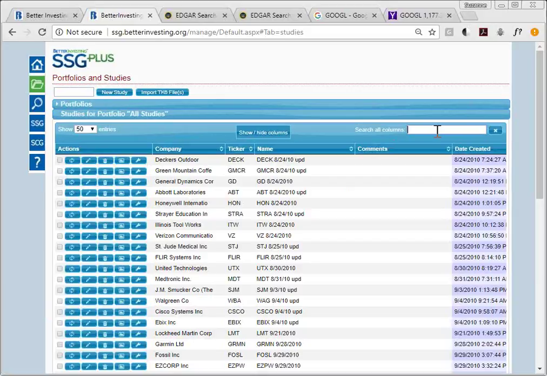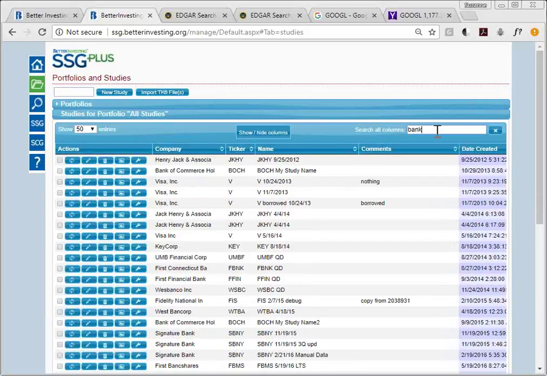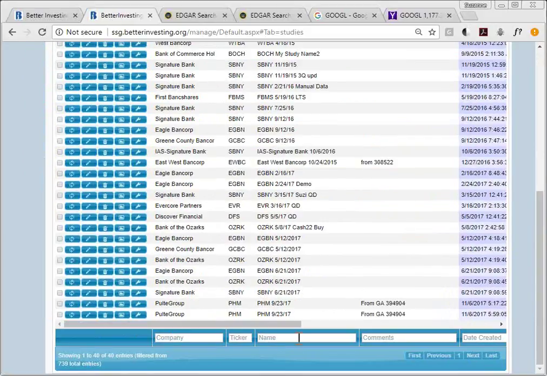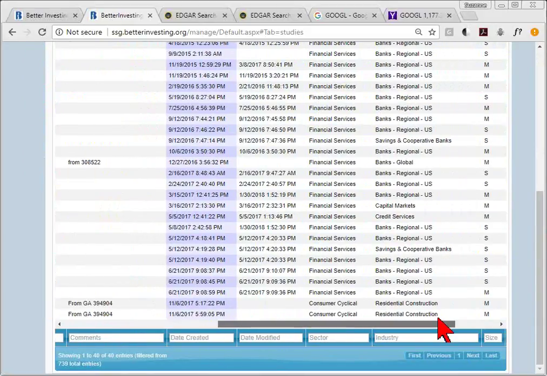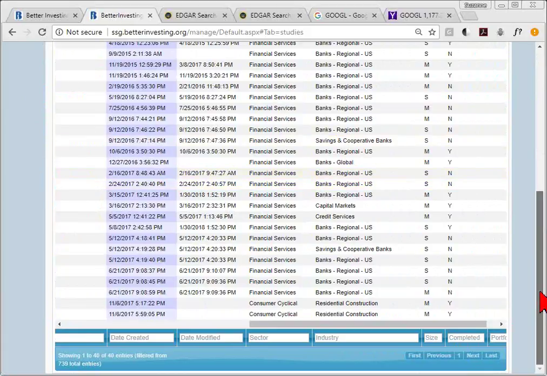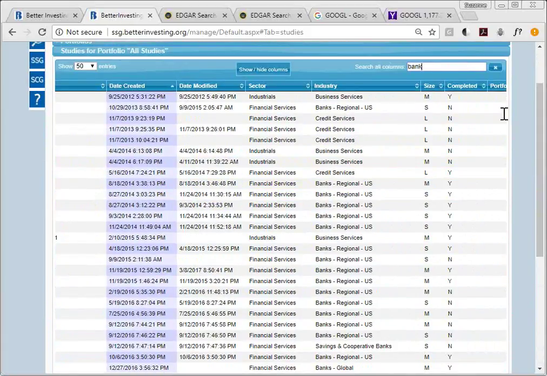This other search all columns is really handy. Let's say I know I did something on a bank. Bank might be part of the company name, but more likely it is part of the industry, and I can look at all of the bank studies. So don't forget about the search all columns thing up here.